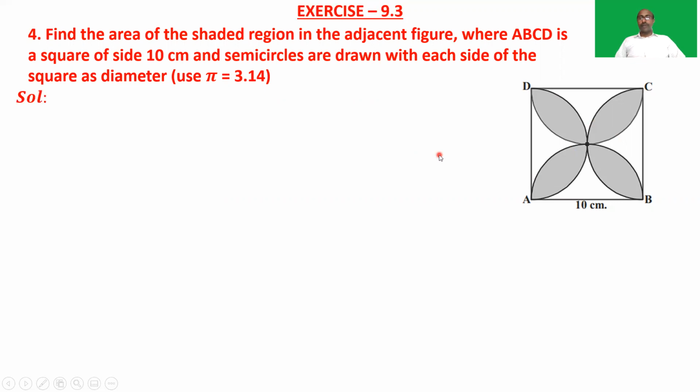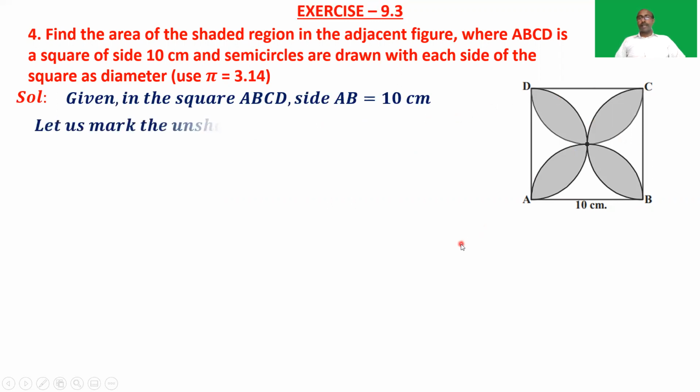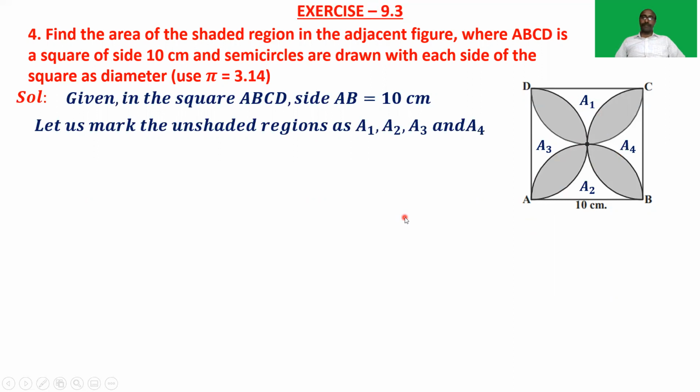So given in the square ABCD, the side AB is equal to 10 centimeters. And let us mark the unshaded regions as A1, A2, A3, and A4. Here we have 4 equal parts of unshaded regions. So take the first one as A1, the second one as A2, the third one as A3, and the fourth one as A4.